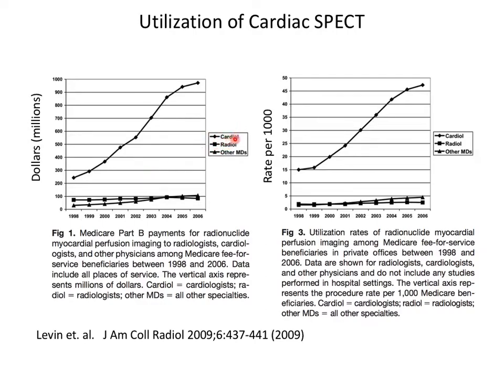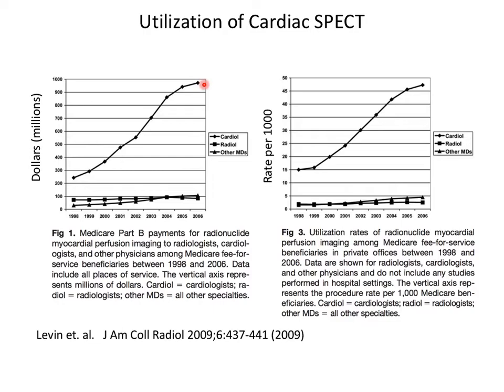the diamonds are cardiology, the squares are radiology, and these triangles are other physicians using nuclear SPECT for cardiac SPECT. So you can see back in 1988, oh, 98, I'm sorry. Got to put my glasses on for a second here. Yeah, it's 98. Not that long ago. Well, for you guys, it might seem a long time ago. So there's about $250 million a year spent on cardiac SPECT. Over the next 10 years, it gets up close to $1 billion.